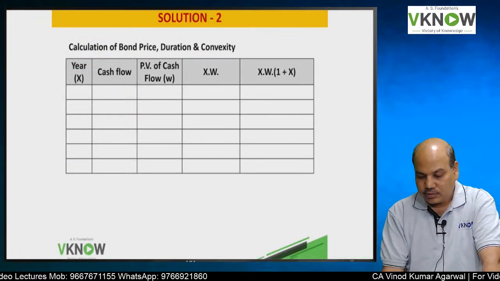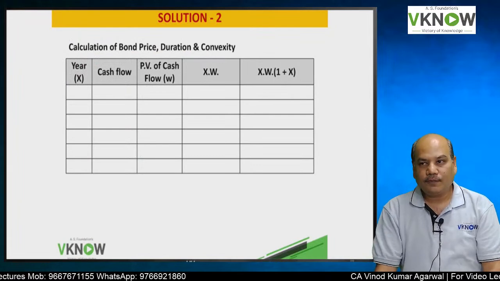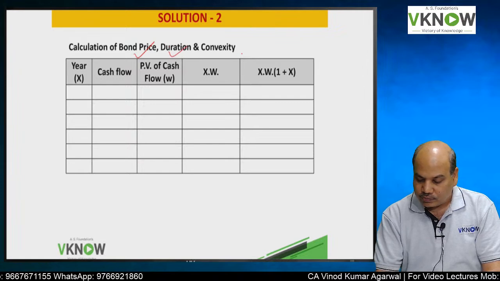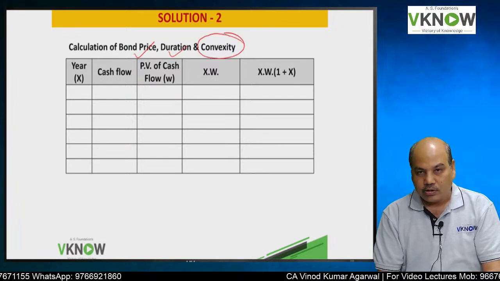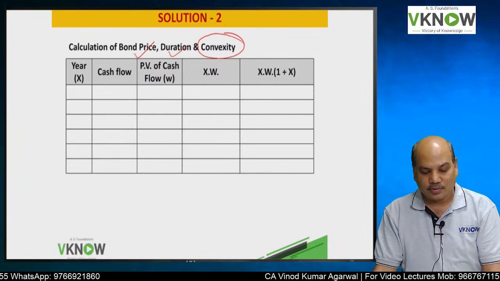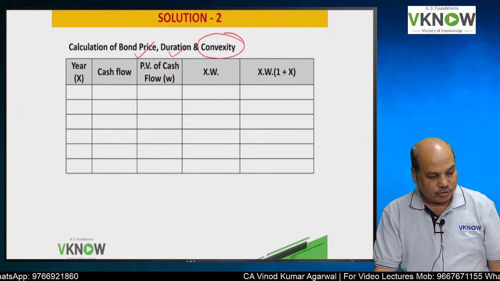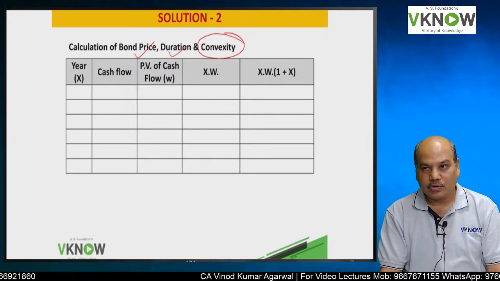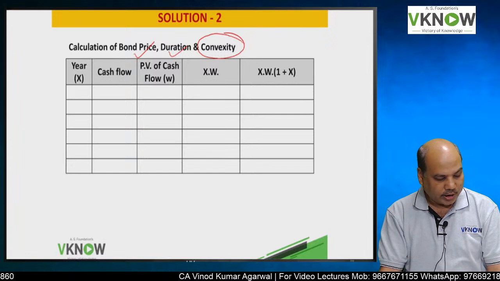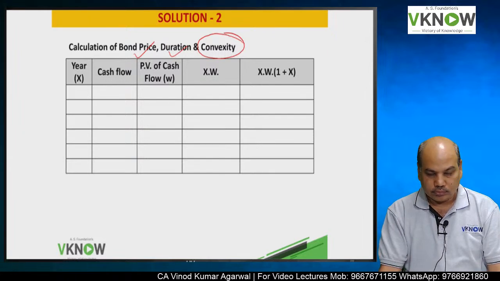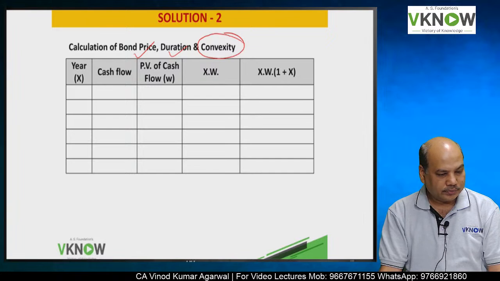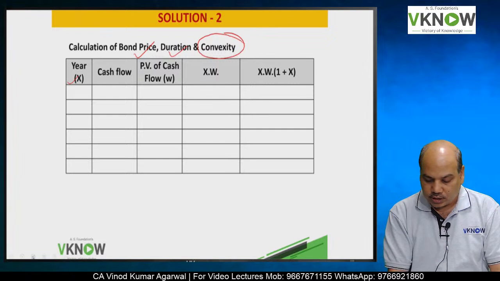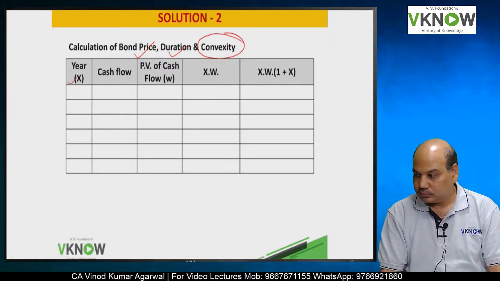So we'll do it a little fast. First we will draw a format in which we are going to calculate bond price and duration, and also we will try to calculate convexity in this format. Okay, so students who have not done convexity, please follow me. Write down this format. First column write year. Second column in bracket write X. Second column write cash flow.